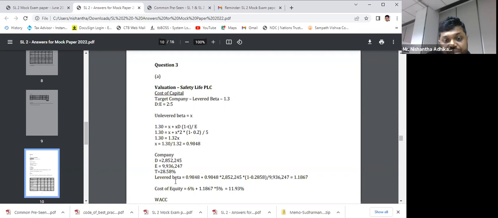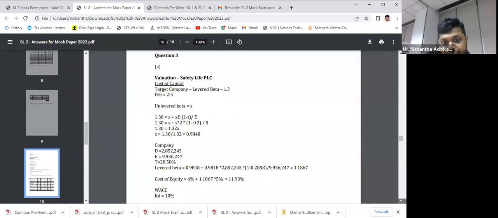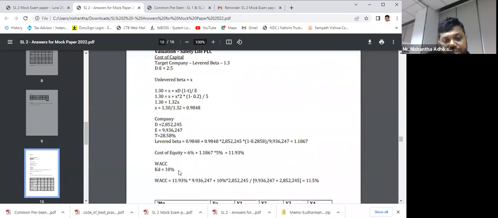FLI. Therefore, now you can calculate their cost of equity: risk-free rate 6%, beta 1.167 into 5% risk premium, 11.93. Cost of debt 10%. Now you have to calculate the weighted average cost of capital based on the debt to equity ratio given here. Debt and equity both are there. Therefore, once you calculate the weighted average cost of capital, it is 11.5.